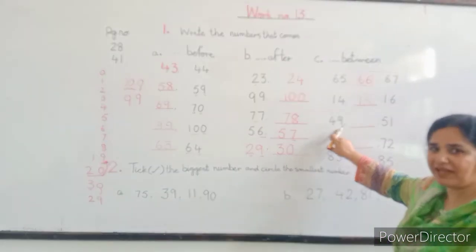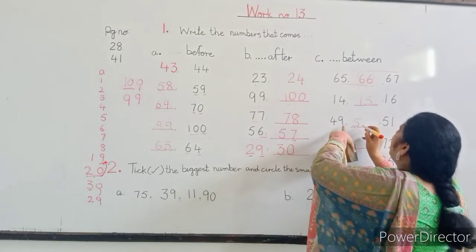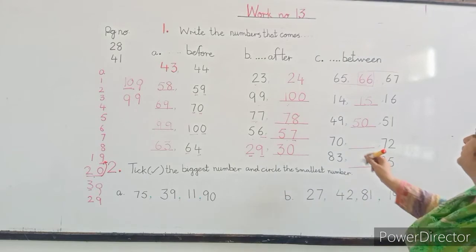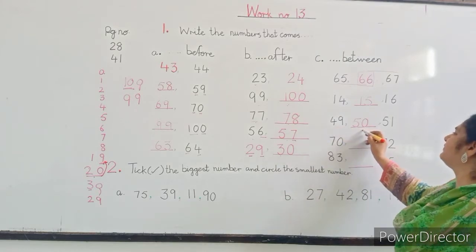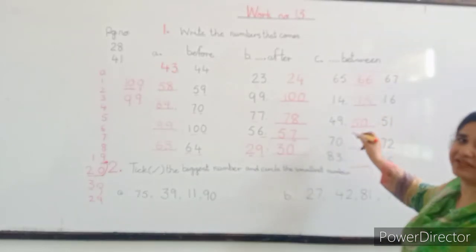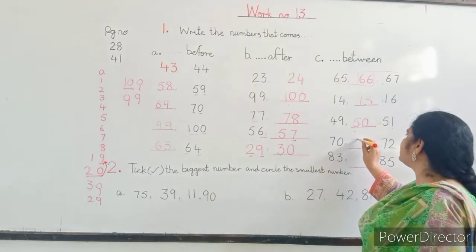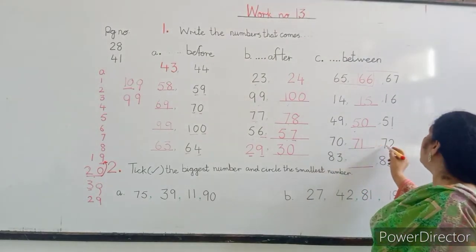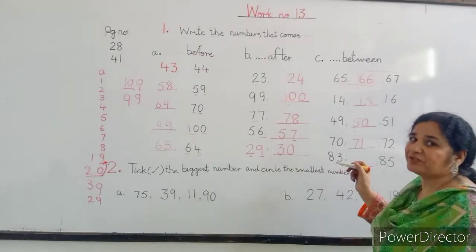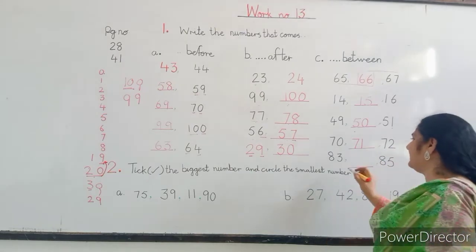What comes after 49? See, this 4 will change into 5 and this 9 will change into the next 10, 0. So what comes after 49? 50. What comes before 51? 50. Okay. Now, what comes after 70? 71. And what comes before 72? 71. So it means we can use both concepts. Both concepts are getting clear.